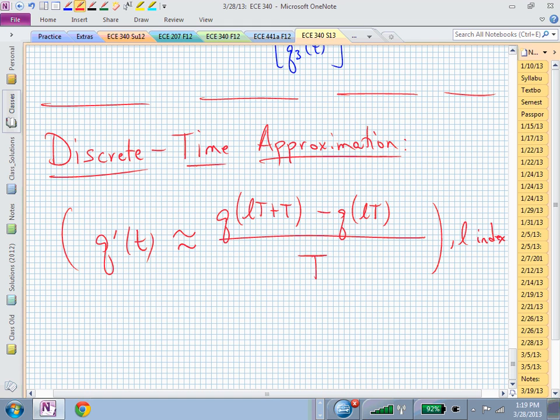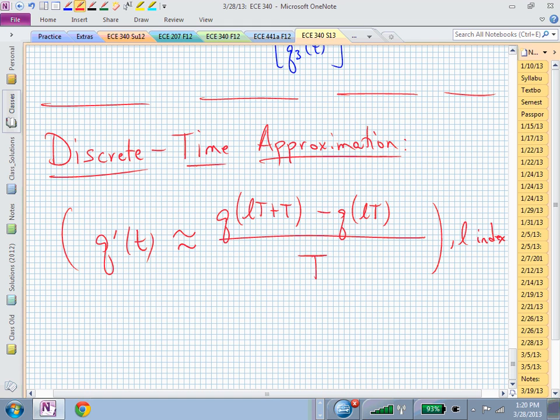If I had a time axis, it could be in seconds, but I might just index it with respect to L. But L times capital T gives me the actual time in the continuous time setting. Little l equal to 1 times cap T. If cap T is 0.01, 10 milliseconds, then q of 1T is q at time 10 milliseconds. The next one beyond that is 20 milliseconds.